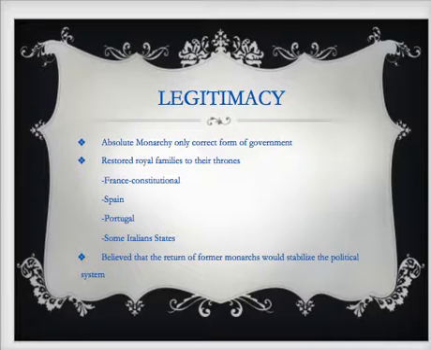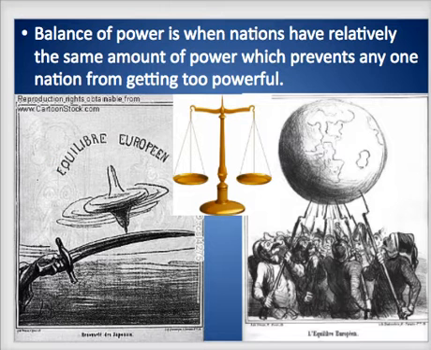Only monarchy is the correct form of government. Most of these prefer absolute monarchy. So they're going to take the ruling families, the ruling family in Spain, Portugal, the Italian states. The Pope's going to be returned to power in the Papal States, France. Those ruling families are going to get their thrones back. Napoleon came, we saw last class, and put his family on the throne. They bring the ruling families back because they believe that will stabilize the political system.